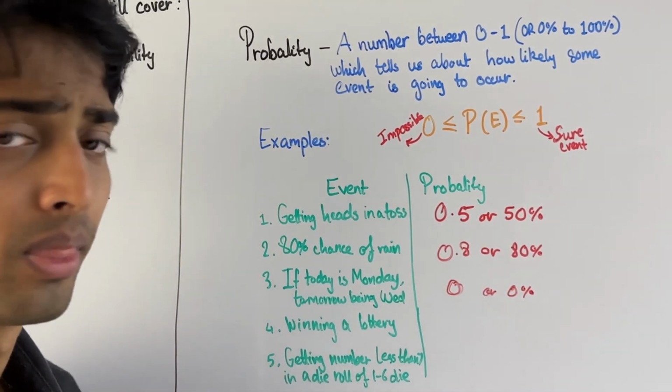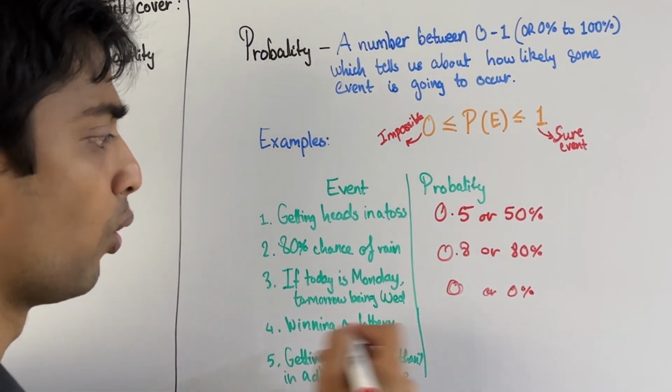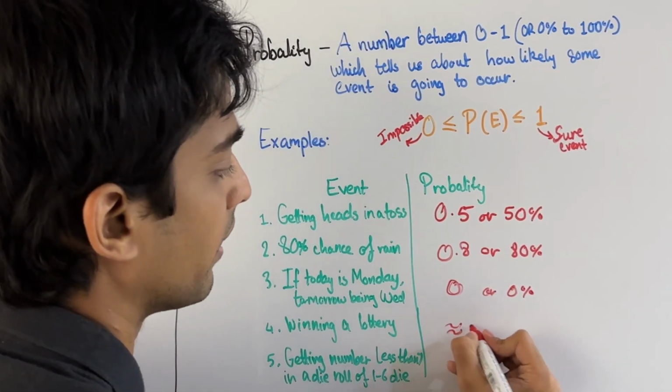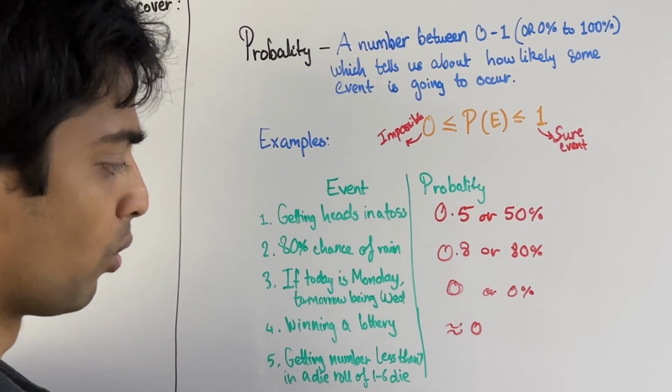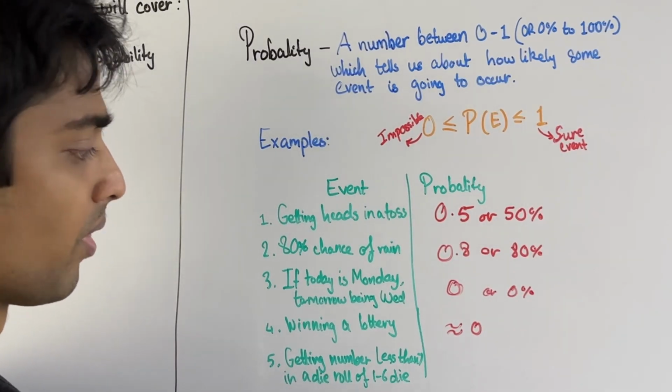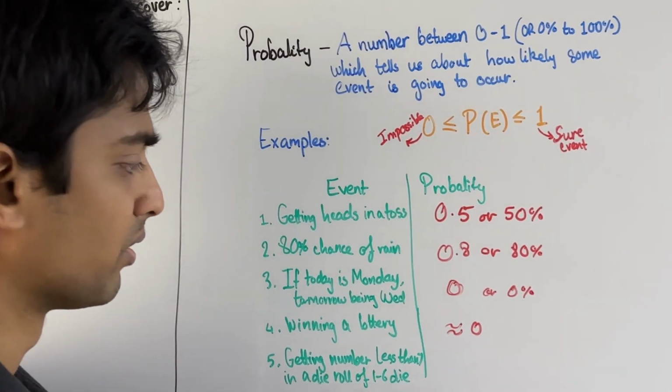Winning a lottery. Now this is very unlikely. So it's close to 0. So we can write close to 0. Getting number less than 7 in a die roll of a 1 to 6 die. So we'll obviously get a number which is less than 7. So the probability is 1.